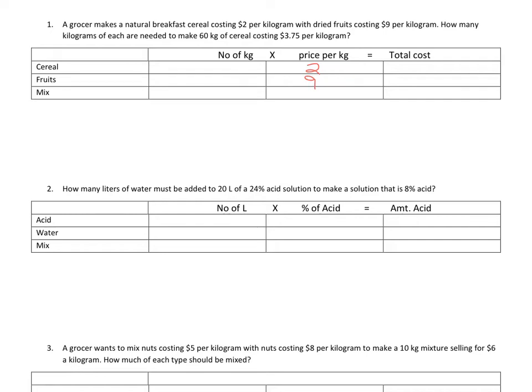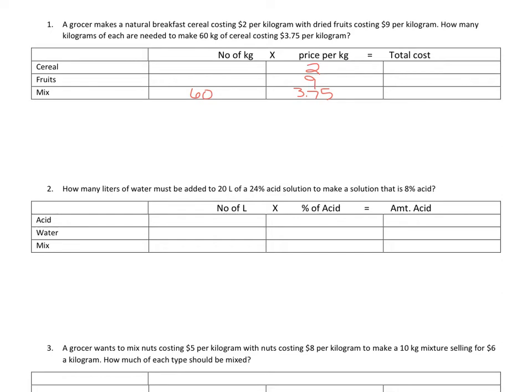And if I keep reading, it says how many kilograms of each are needed to make 60 kilograms of cereal costing $3.75 per kilogram. That part's kind of confusing. That 60 kilograms is referring to when I mix the two together. So my final mixture, I want 60 kilograms. So that weight on the mix, I can put 60 kilograms. And I want my final mixture to be $3.75 per kilogram. Okay? Are you with me so far?